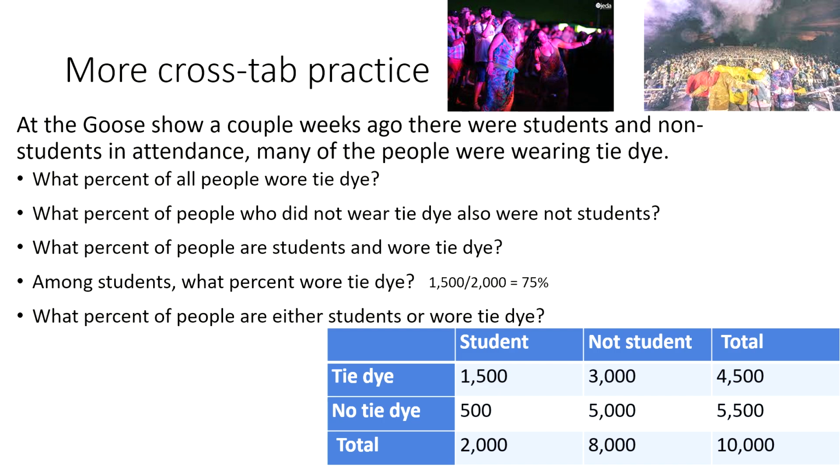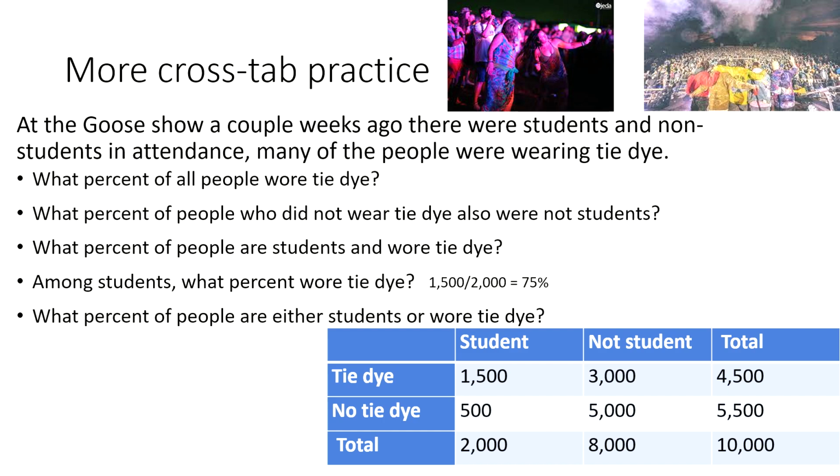and/or. And so when you're calculating what percent of people are either students or wore tie-dye, you're still going to use that 10,000 for the denominator. We're talking about what percent of all the people. And then to determine if someone falls in the group of either students or wore tie-dye, you're going to start with the cell of students that did wear tie-dye, 1,500. You're going to include the cell of students that did not wear tie-dye because they're still students. That's the 500. You're also going to include the non-students who wore tie-dye, the 3,000.